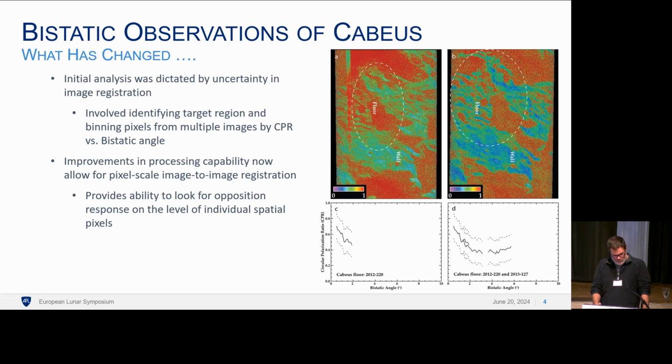But we have made improvements in processing these data since that time, and can now do pixel scale registration of these data, which gives us an opportunity to look for an opposition response on the level of spatial pixels with these data, where we couldn't do that before.